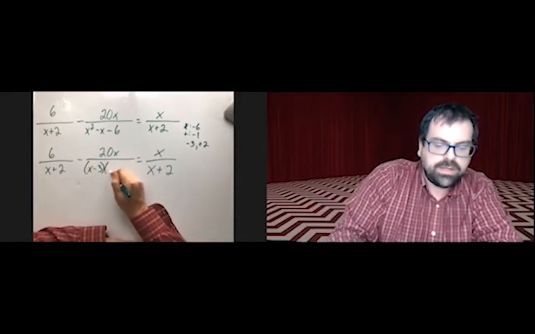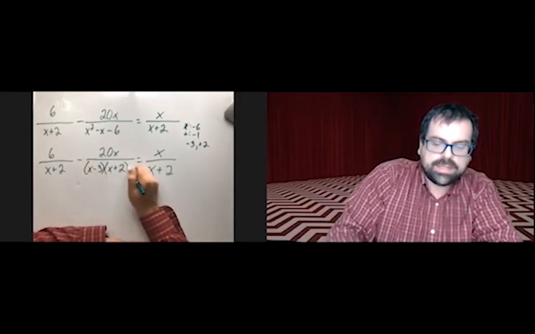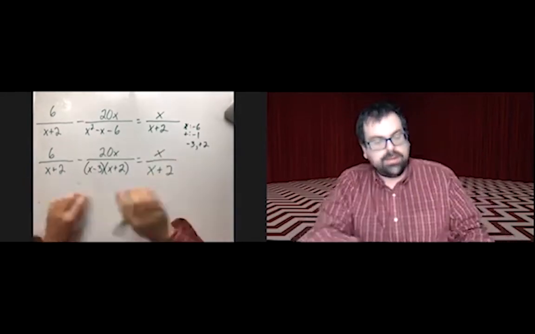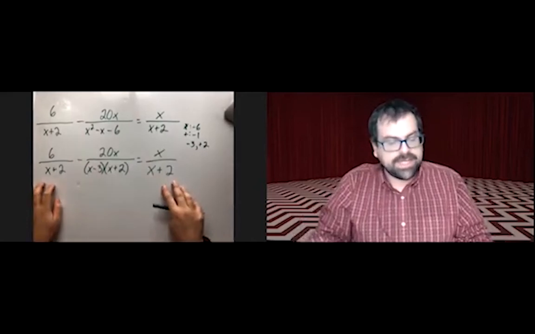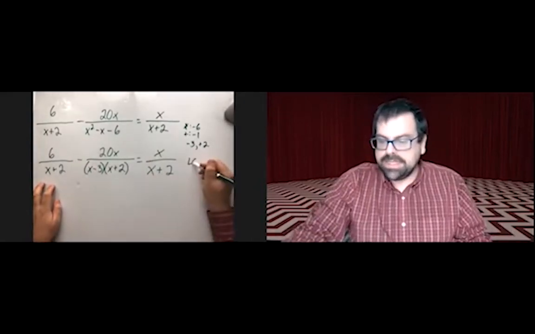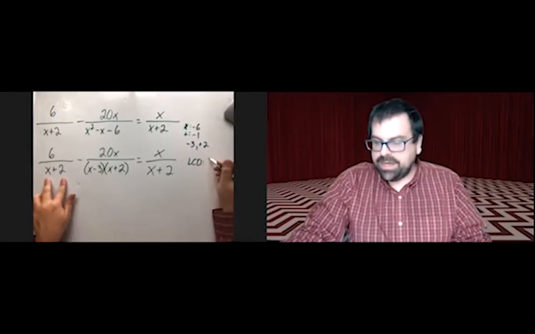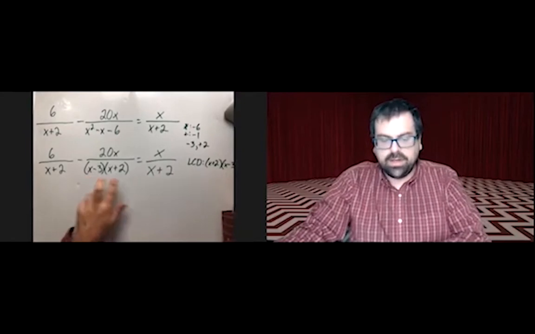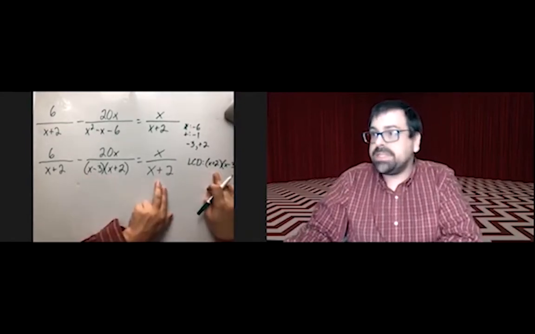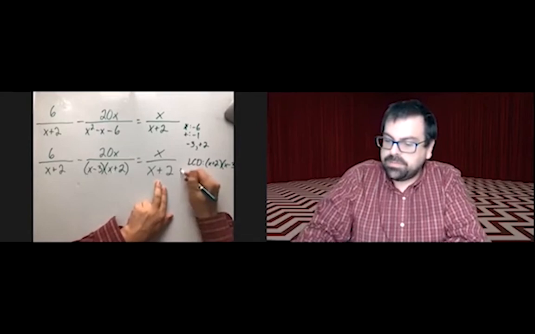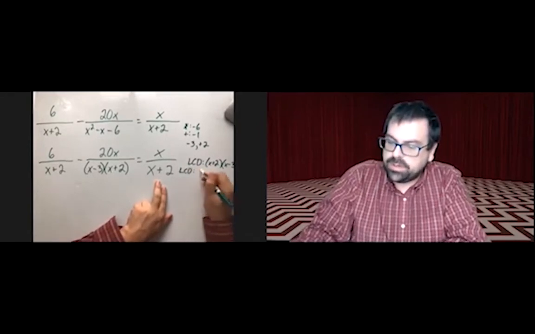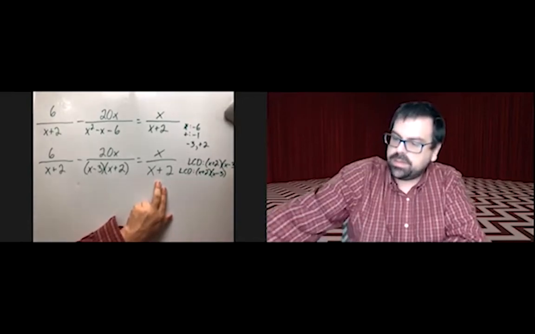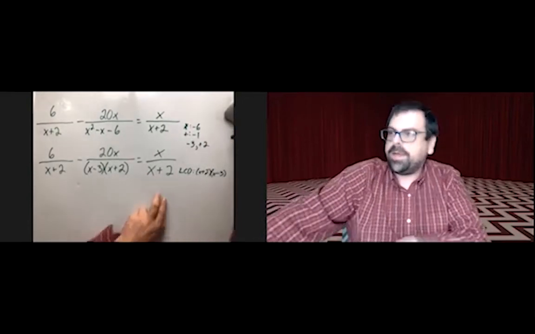x minus 3, x plus 2. Why? Because this helps us see that our LCD has to have an x plus 2, has to have an x minus 3. The other fractions already have the x plus 2. Oops, let me move this over so we can see it. There we go.